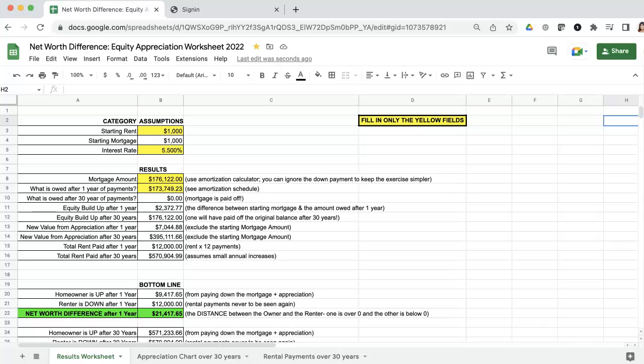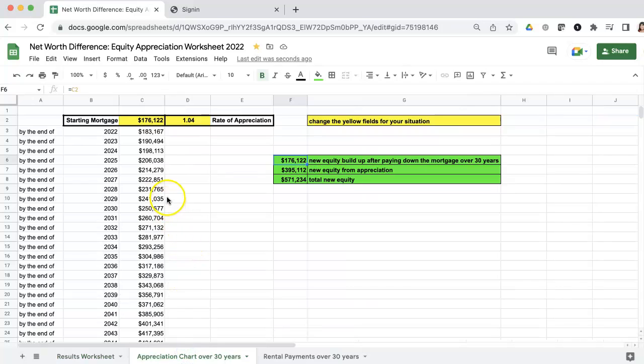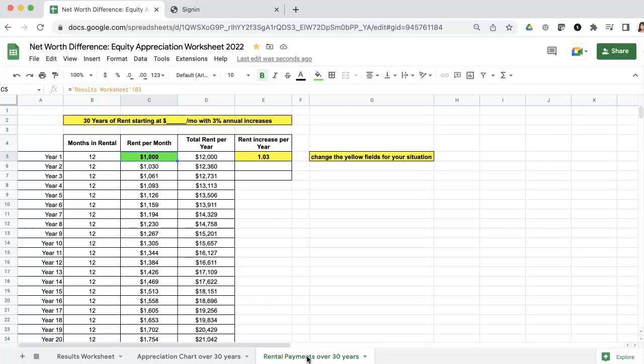So in this worksheet, we've got 3 sheets. We've got the results worksheet where you'll fill in the items in yellow, leaving everything else to the formulas that I've put in here for you. We've got the appreciation chart over 30 years. So again, you'll fill in what's in yellow, but not what's in green or white. And then the rental payments over 30 years, again, filling only what's in yellow, not what's in green.